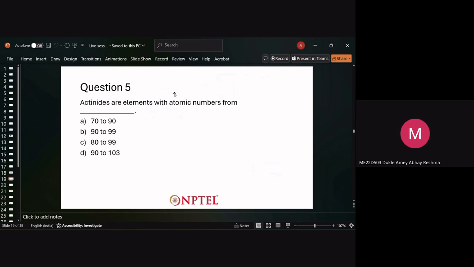The fifth question: actinides are elements with atomic numbers from 70 to 90, 90 to 99, 80 to 99, 90 to 103.